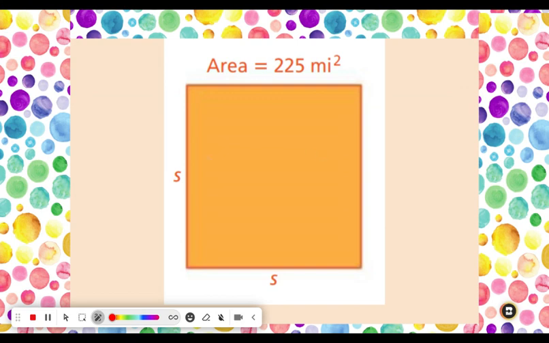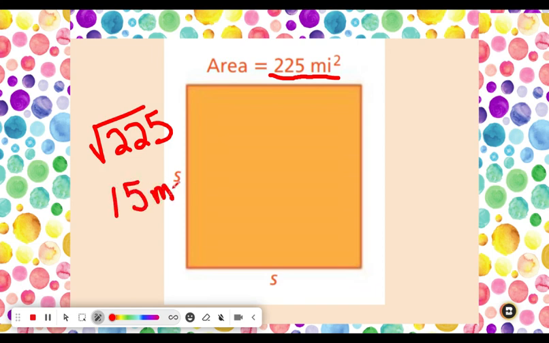Okay, so here we have a square. We are trying to find what each side is if I'm given the area of 225 miles squared. So we're just finding the square root of 225. The square root of 225 is 15, because 15 times 15 is 225. So 15 miles is your answer.